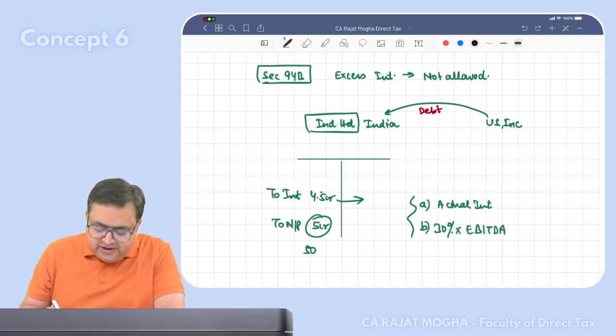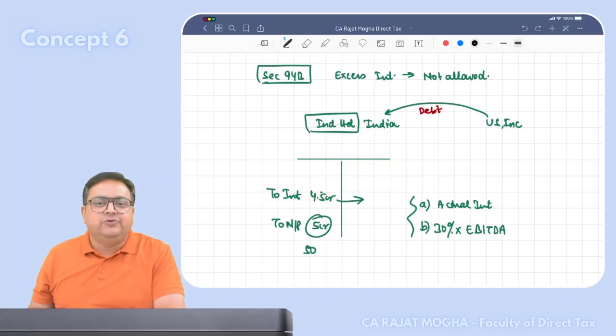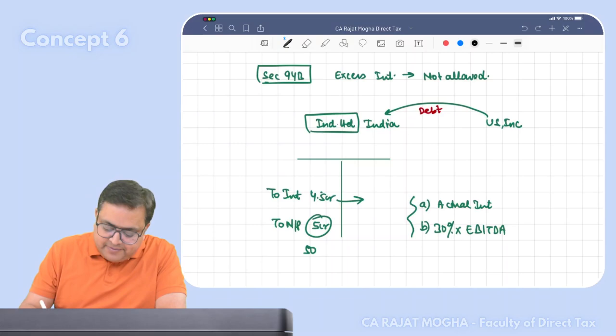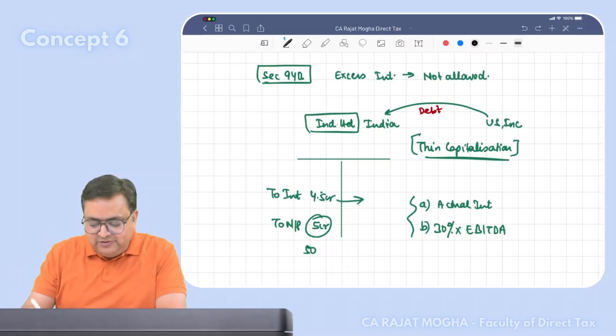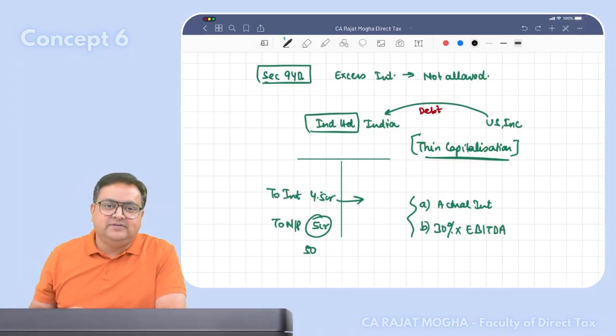Let's say if you have paid 4.5 crore, but 30% of EBITDA comes to, for example, 2 crores, then 2.5 crore will not be allowed for you. This concept is known as thin capitalization. Why thin capitalization? Because actually you are investing less equity and more debt. So this is the concept of thin capitalization.